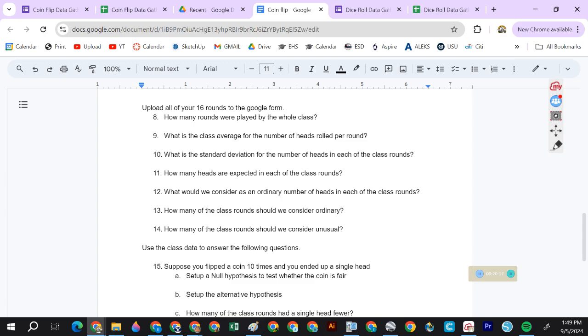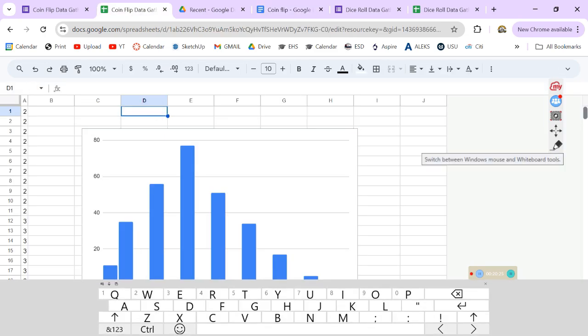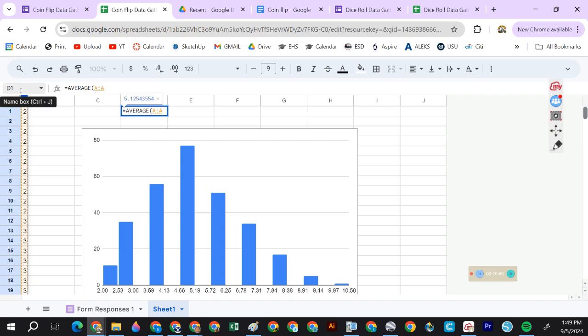Okay. Question 9. What is the class average for the number of heads rolled? So I want the average of column A. So the average is 5.12.